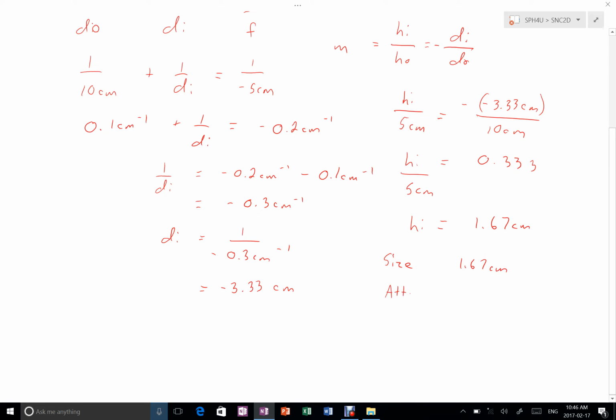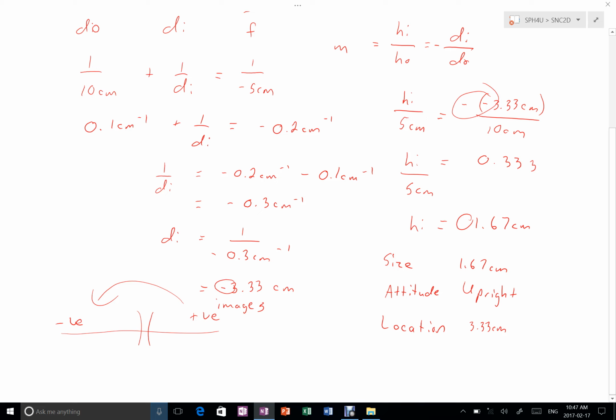My attitude, since this is a positive, those two negatives canceled out. This is upright. The location is 3.33 centimeters. The negative here means that if this is my lens, remember this is the positive side for images, I'm on the wrong side, or I'm to the left of the lens. And my type is virtual.